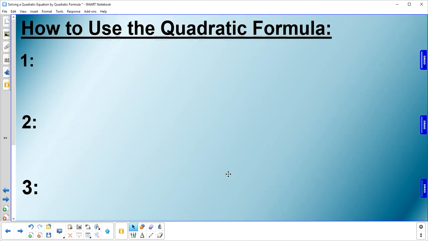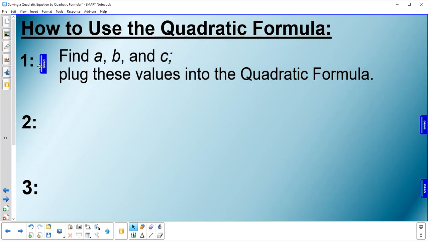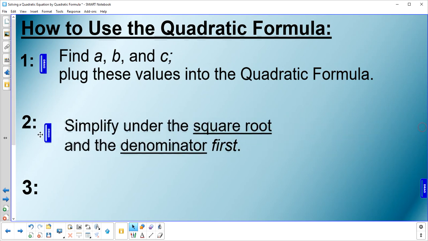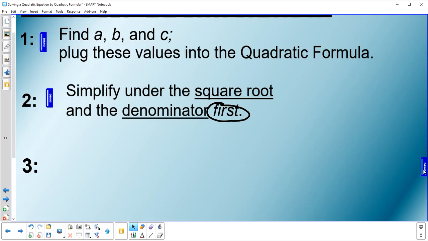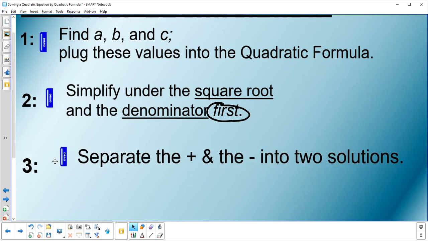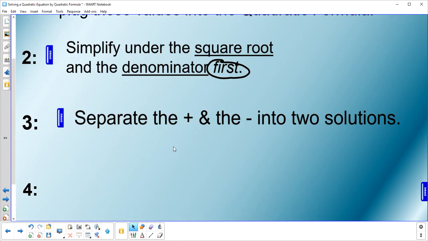the factoring stuff. Okay, so to use the quadratic formula, what you're going to need to do first is identify your a, b, and c and plug those values in. So you're going to substitute in numbers for a, b, and c on that formula that we just talked about. And then you're going to simplify under the square root and the denominator first. So big thing here is that before you do anything else, you work with the numbers under the square root and the denominator. And then we're going to separate the plus or minus into 2 solutions.